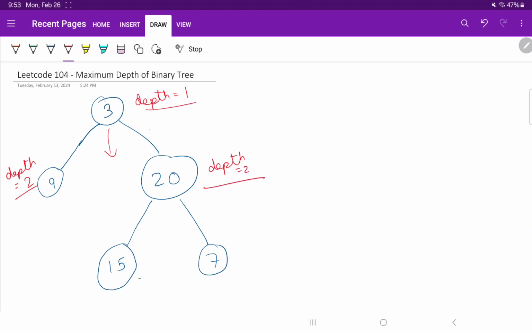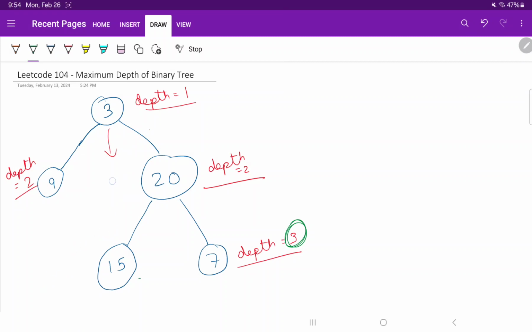If we go one more depth down, node 15 is at depth 3 and node 7 is at depth 3. So this is what we have to find, the maximum depth. That is essentially the longest route from the root node to the farthest leaf node, which is this. So we have to find the maximum depth.